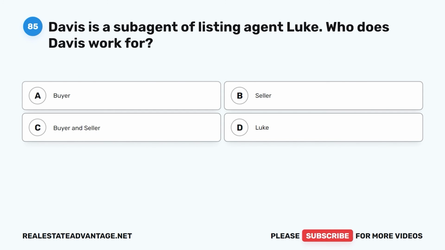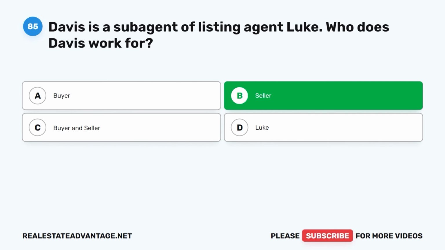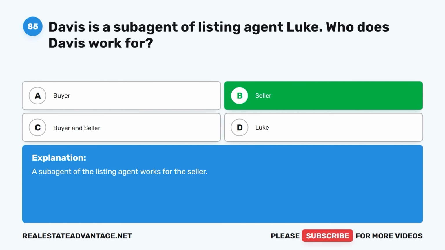Question 85. Davis is a subagent of listing agent Luke. Who does Davis work for? A. Buyer. B. Seller. C. Buyer and seller. D. Luke. The correct answer is B. Seller. A subagent of the listing agent works for the seller.